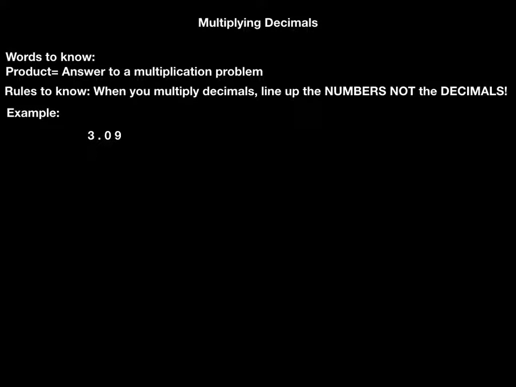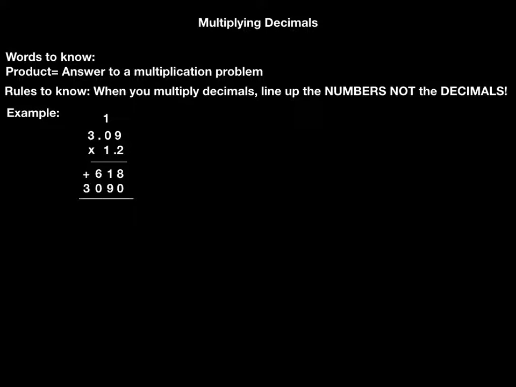Example. 3.09 times 1.2. Notice how my decimals are not lined up, just my numbers. I'm going to multiply. 2 times 9 is 18. I carry my 1. 2 times 0 is 0 plus 1 is 1. 2 times 3 is 6. Automatic 0, 1 times 9, 9, 1 times 0, 0, 1 times 3, 3.